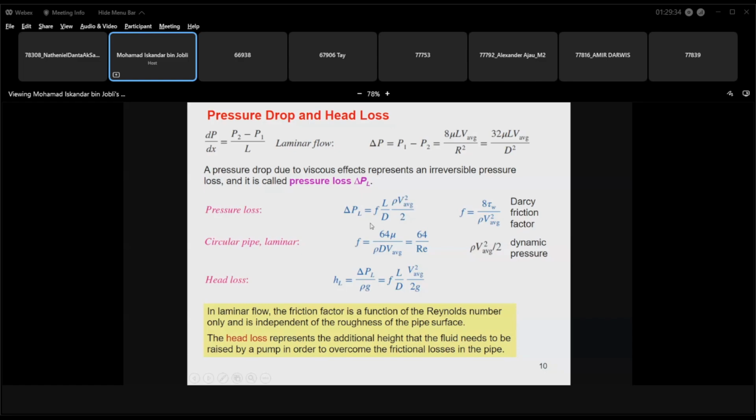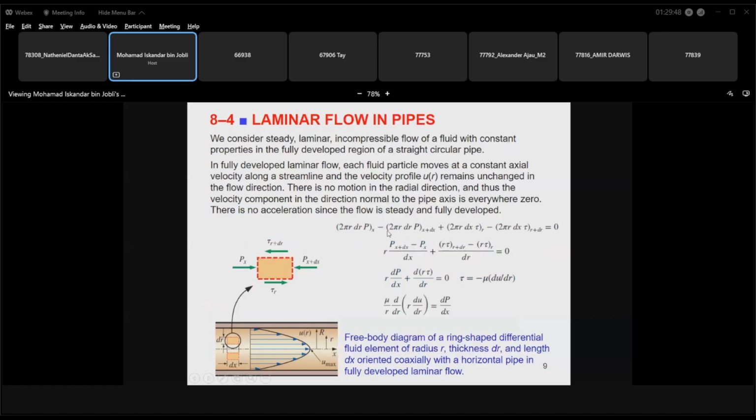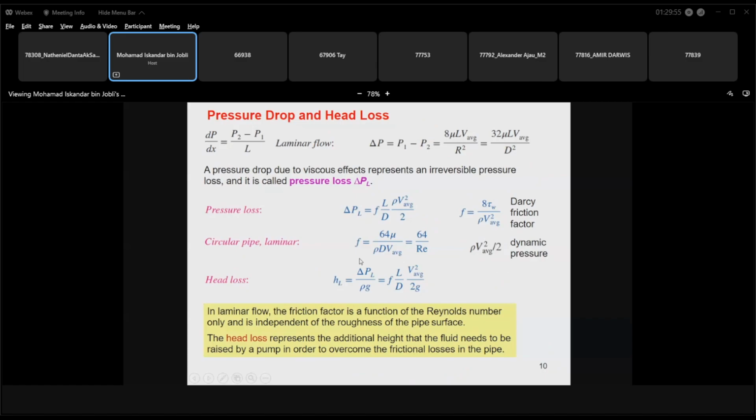For a circular pipe in laminar flow, f equals 64 over the Reynolds number. For laminar, because we are studying laminar flow in pipe, which is the slower type of flow, the streamline flow, a highly organized flow, this is the f in terms of Reynolds number.